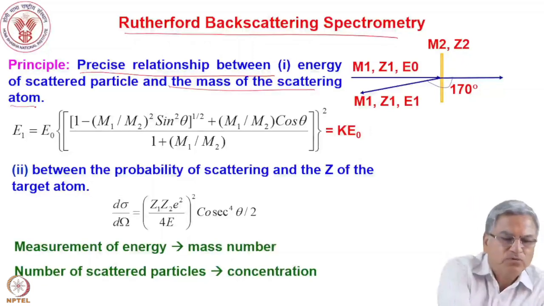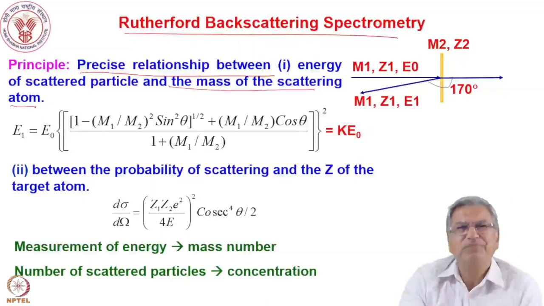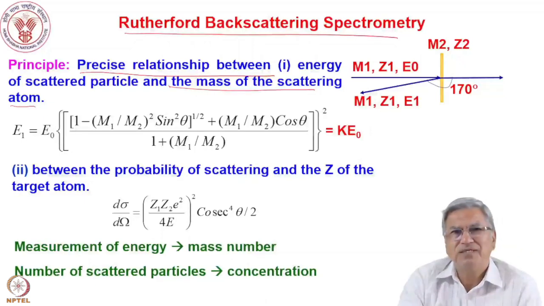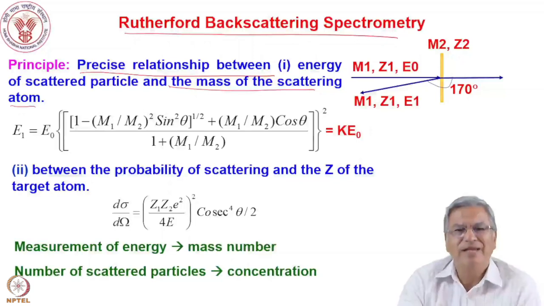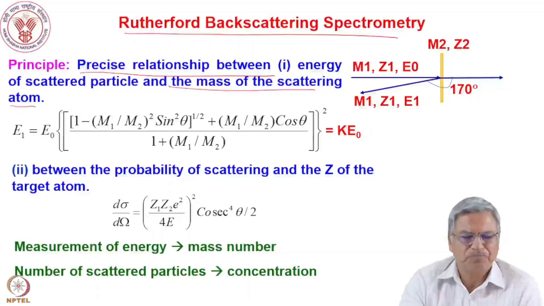atom. So basically, it is an elastic scattering, and as we discussed in the lecture on nuclear reaction, in elastic scattering, the kinetic energy is conserved, and you can calculate the energy of the backscattered ion exactly if you know the mass of the projectile and target and the initial energy of the projectile, as well as the angle theta at which the scattering is going to take place.